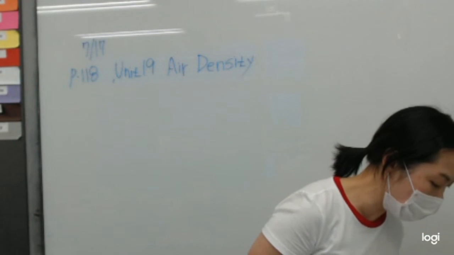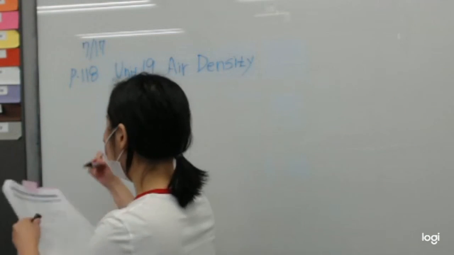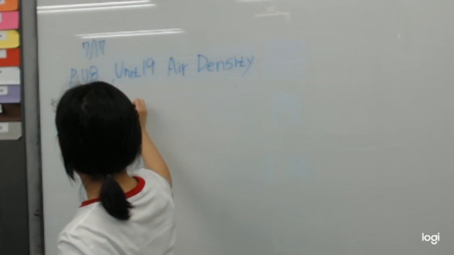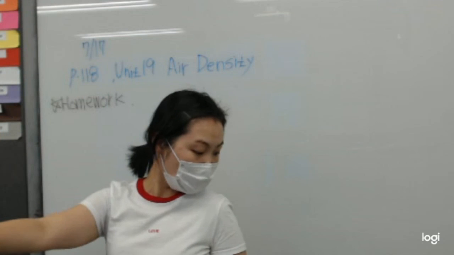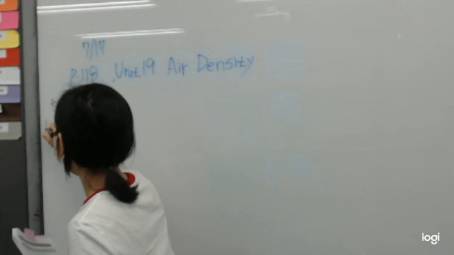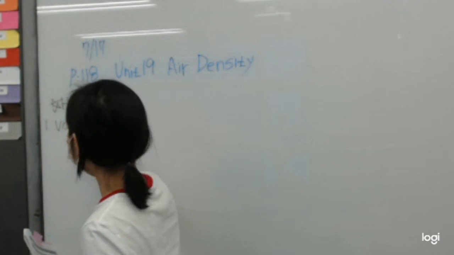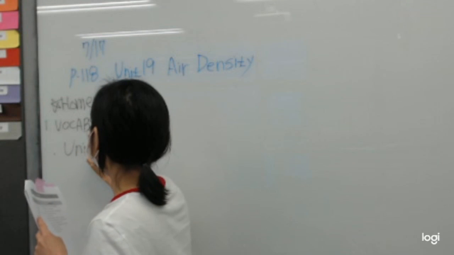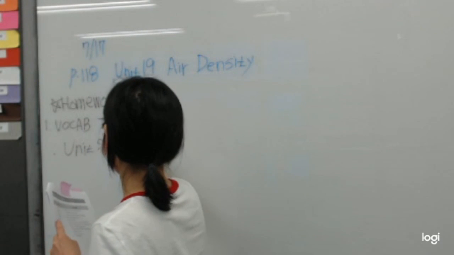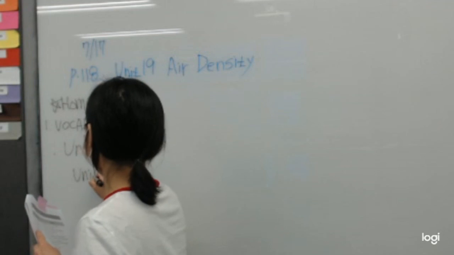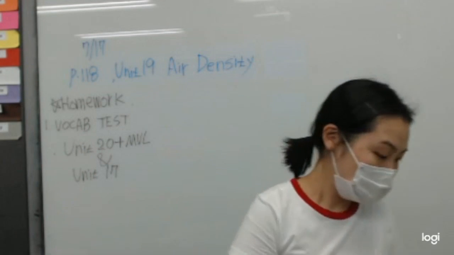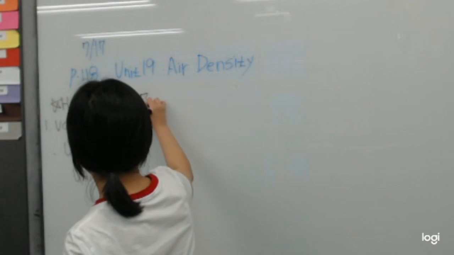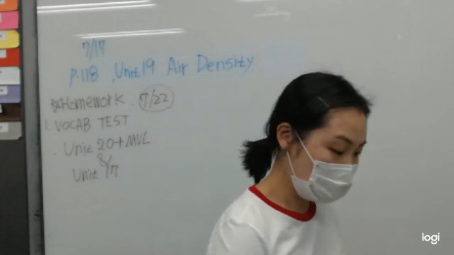Alright, so we don't have time today. So we are going to study Unit 20 next time. But, guys, bring the homework. Homework book, please. I gave you the homework book. So, vocab test is unit 20 plus NVA and unit 17. Teacher, due date is next Wednesday. Got it. Thank you.